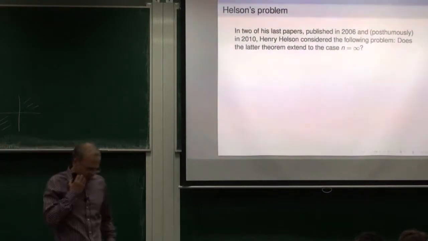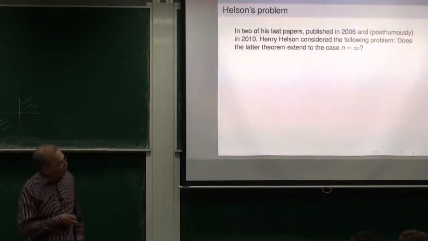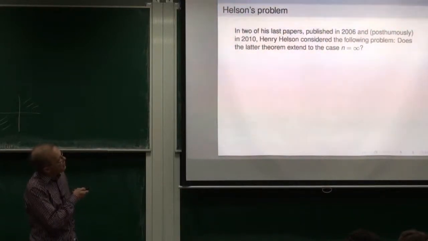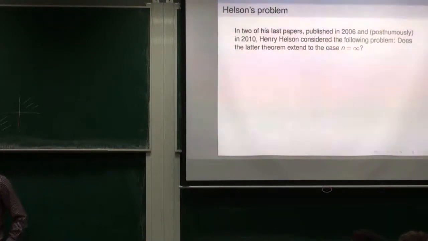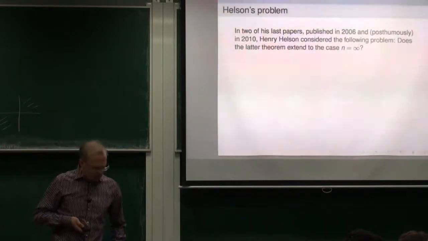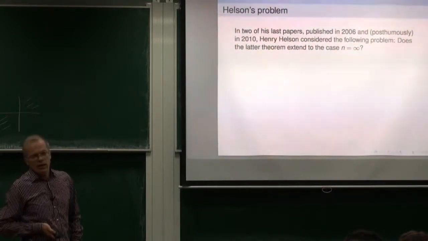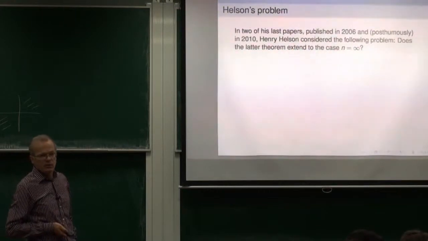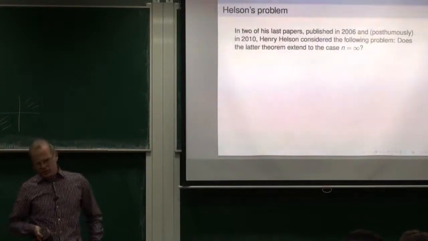But then that brings me to work of Helson. This was the last work done by Helson. Helson died in 2009, and his last paper was published posthumously in 2010. He asked, well, what happens if we go to n equals infinity? Will we still have a weak factorization? Will we still have a Nehari's theorem?